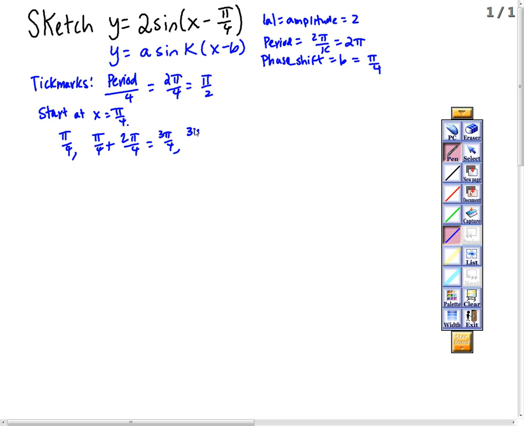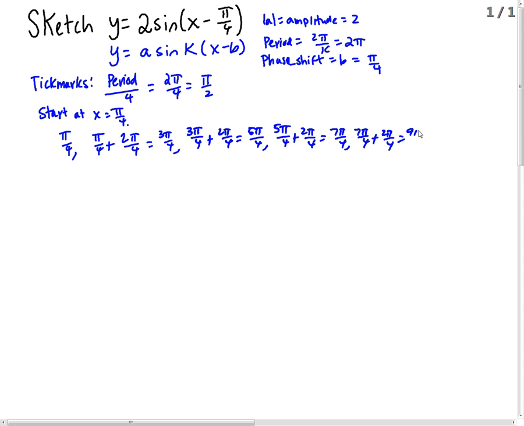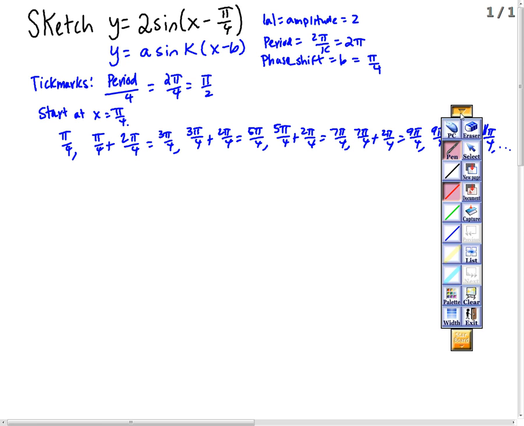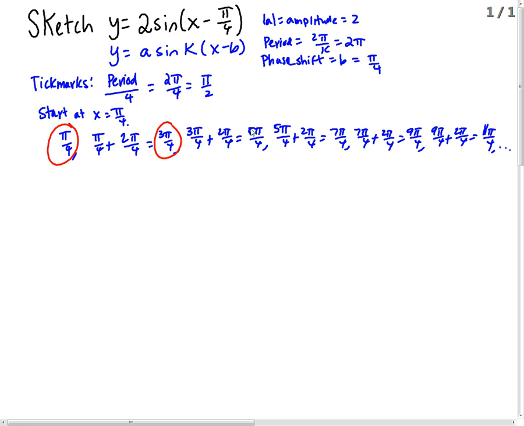And then I have 3 pi over 4 plus 2 pi over 4, which is 5 pi over 4. Then I will have 5 pi over 4 plus 2 pi over 4, which is 7 pi over 4. 7 pi over 4 plus 2 pi over 4 is 9 pi over 4. 9 pi over 4 plus 2 pi over 4 is 11 pi over 4, and so on. Okay, I'm just going to circle them so I know what I'm looking at. It's kind of easy to get them confused. So this one, 3, 5, 7, 9, 11, and so on.